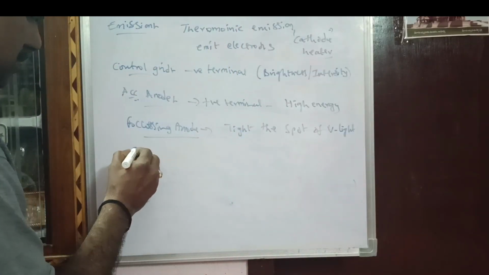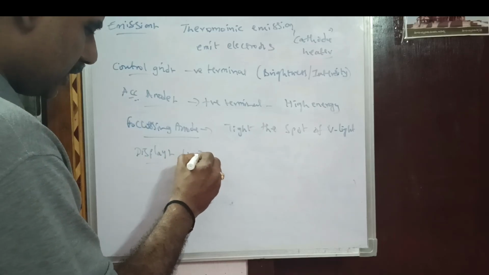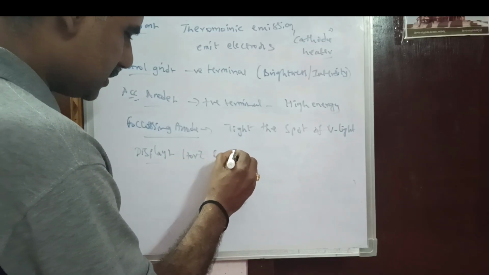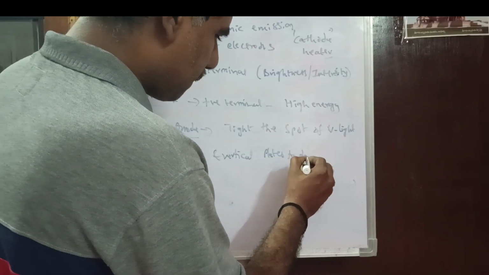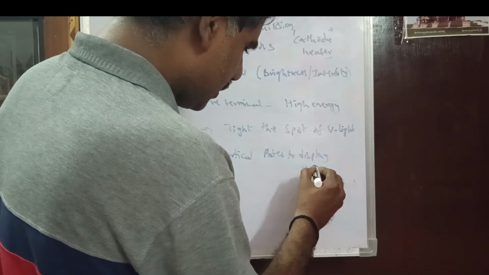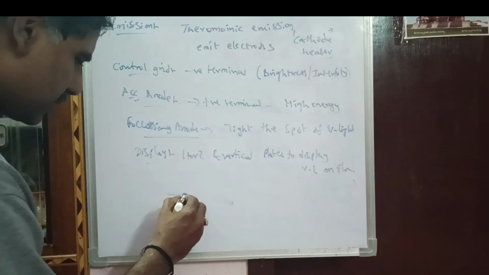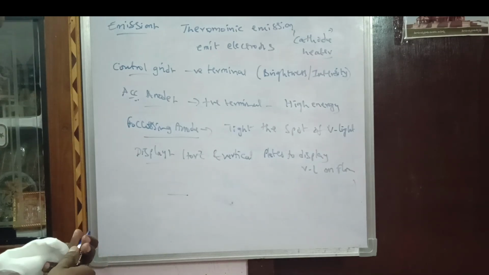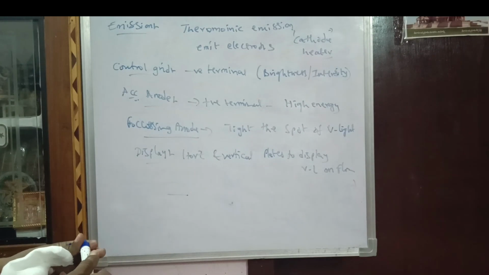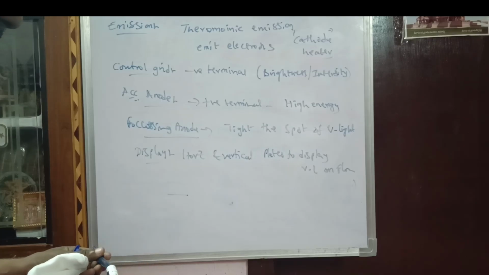Another one is the display, used to provide horizontal as well as vertical plates to display visible light on the fluorescent screen. Entirely this is a CRO. It may be used in various scientific as well as engineering applications.